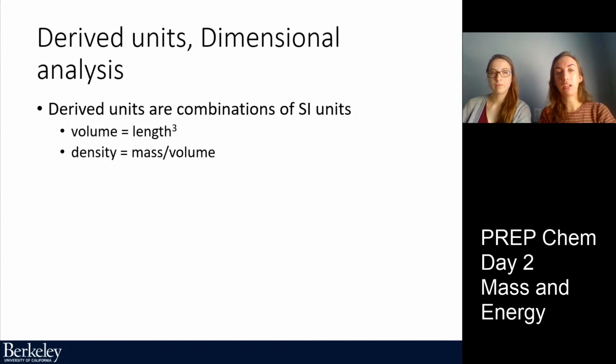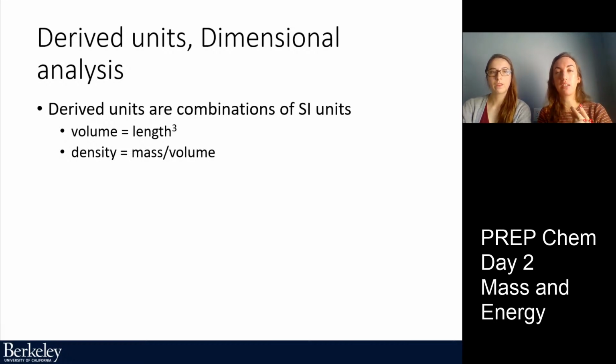And the reason for that is that volume is length cubed. So if you take a cube, it has sides of some length, and you can get the volume. So we don't need a specific SI unit of volume because we have a unit of length. So for example, a milliliter is a unit of volume, and that is equivalent to 1 centimeter cubed.